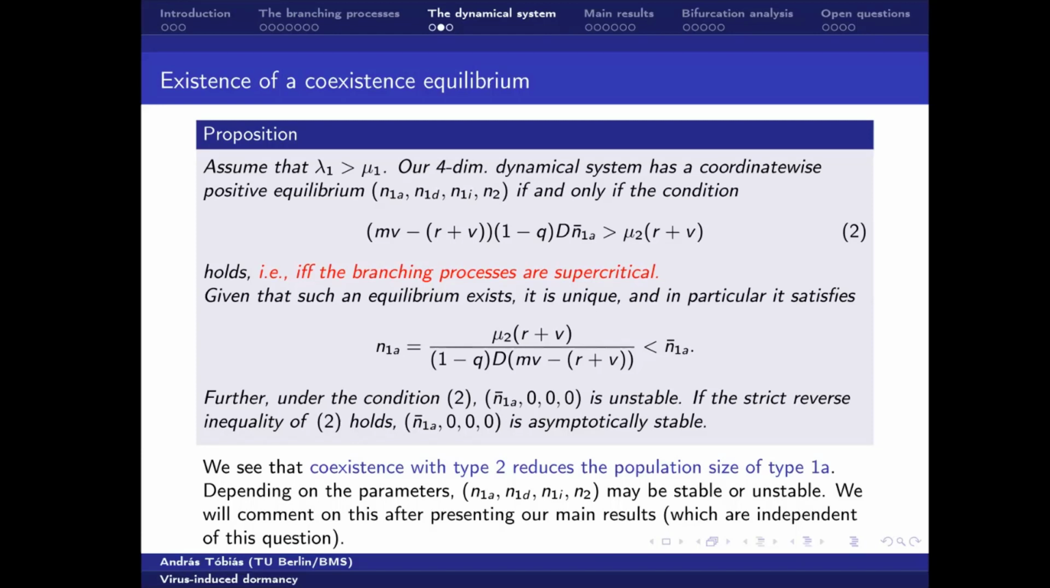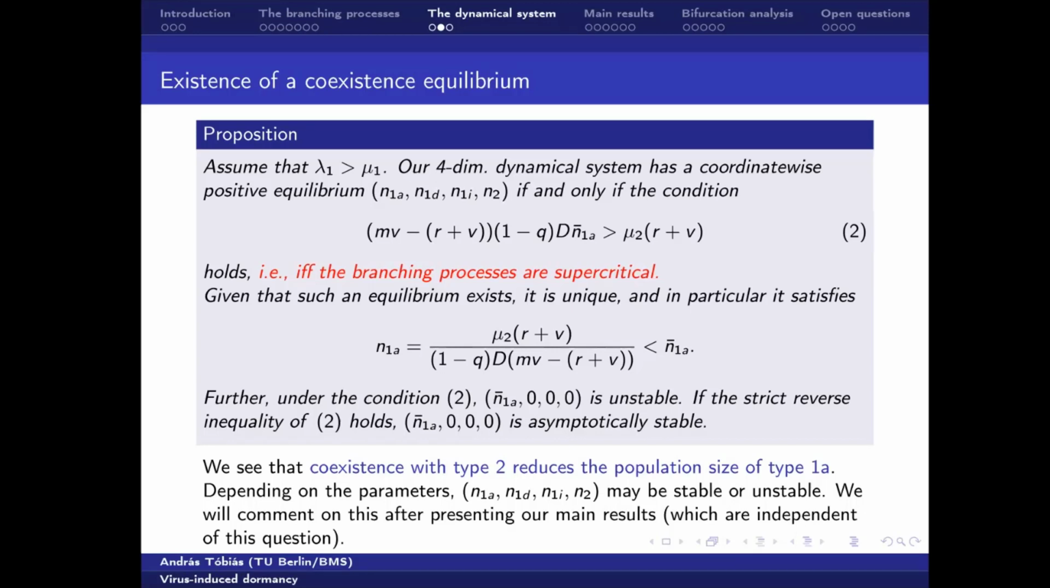And under this condition, when you have the existence of this equilibrium, then the equilibrium without viruses, M1A bar, 0, 0, 0, is unstable. When the strict reverse inequality holds, then M1A bar, 0, 0, 0 is at least locally asymptotically stable. Okay, and then the coexistence equilibrium M1A, M12, M1I, N2 may or may not be stable. It depends on the choice of the parameters, and I will comment on that a bit later.